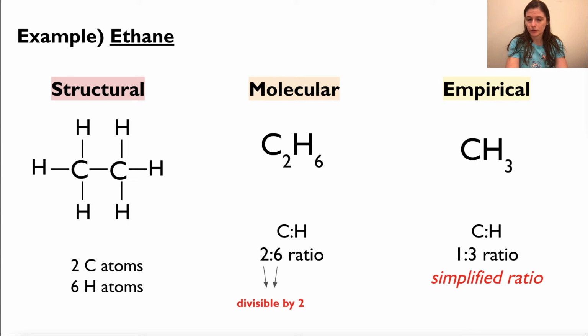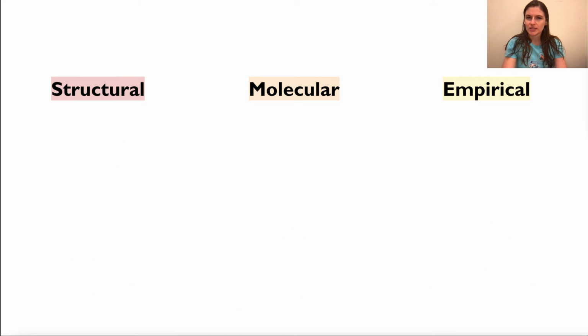And I can write the empirical formula as CH3 or C1H3. This is the reduced form of the molecular formula. I've reduced that ratio to show the simplest ratio of the 2 elements that are in the molecule. The structural and the molecular formulas are both showing me how many atoms of each element are actually in one molecule, and the empirical formula is showing me the simplest ratio of the elements in that molecule. Let's look at a second example.